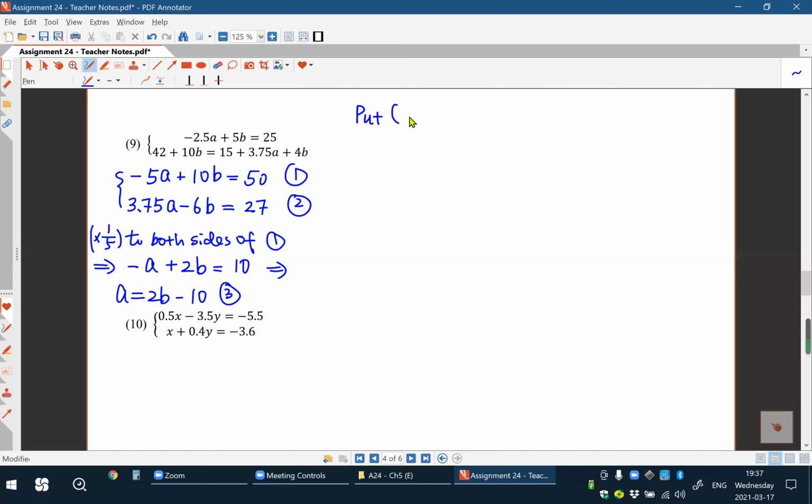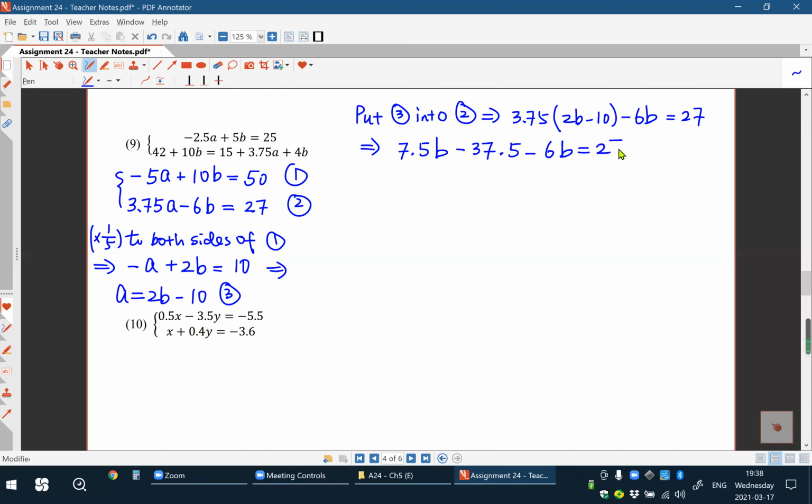And then you can actually put 3 into equation 2, right? And this will give you 3.75a. A means 2b minus 10 plus 6b equals 27. Okay, let's expand everything there. 3.75 times 2b is 7.5b, right? Minus 37.5 minus 6b equals 27.